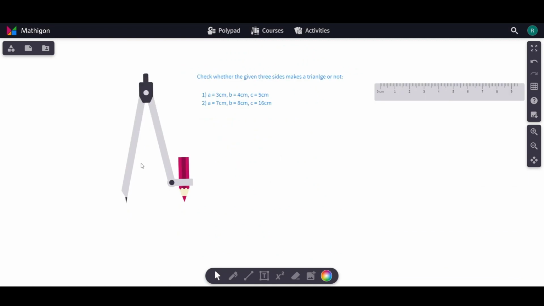So we have two sets, a total of 6 sides given. Now we have to check whether we can draw triangles with these three sides. 3 here, 3 here. So the first one is 3, 4, 5 centimeter. First, let's apply the triangle inequality. 3 plus 4 is equal to 7, that is greater than 5. For the second side, 3 plus 5 is equal to 8, that is greater than 4. And the last side, 4 plus 5 is equal to 9, that is greater than 3. So the triangle inequality holds.